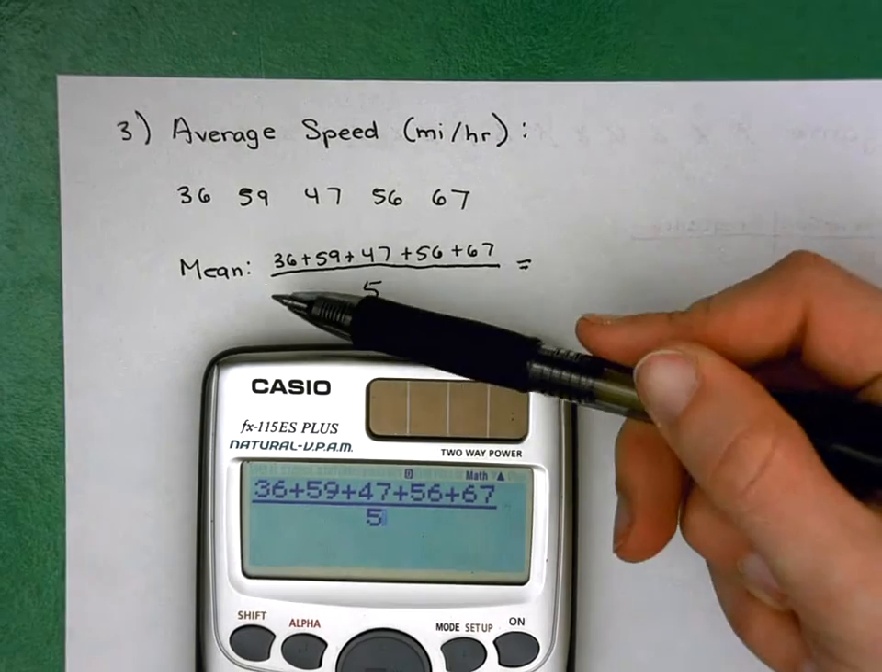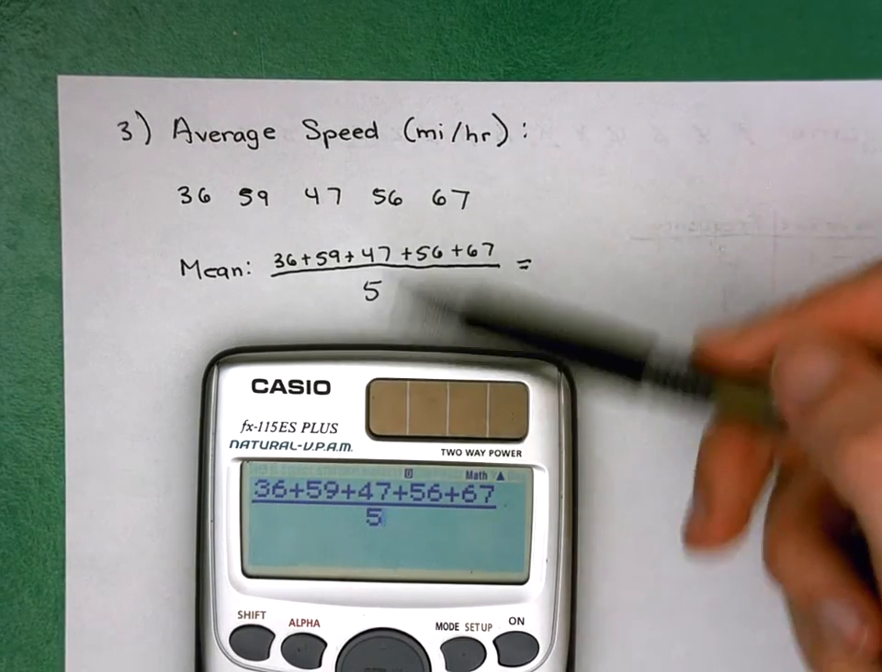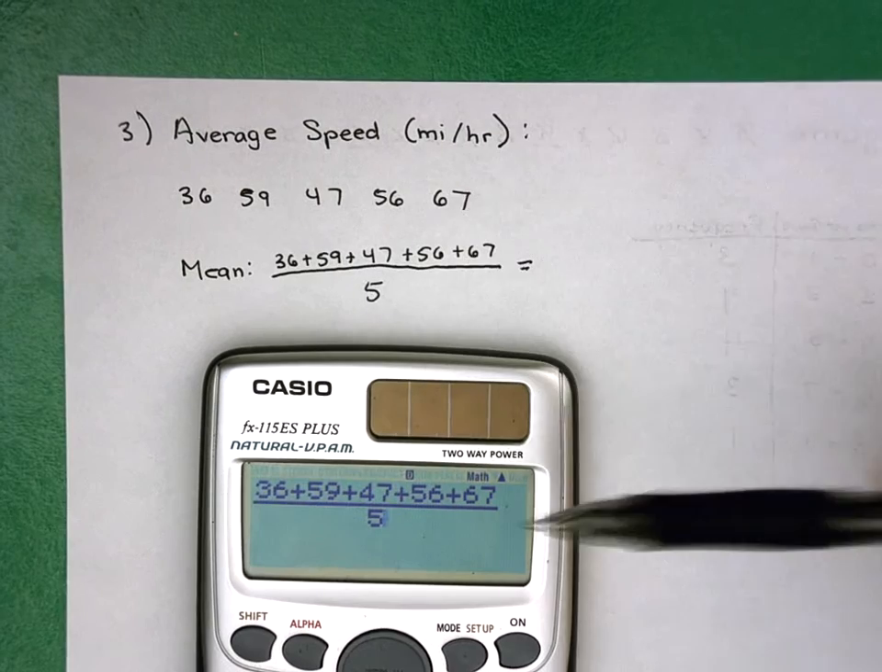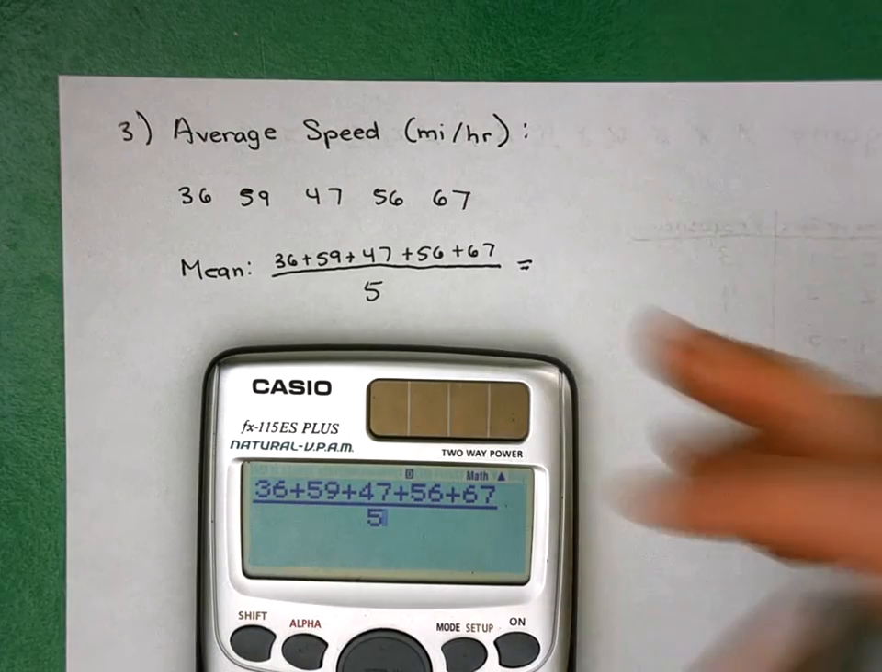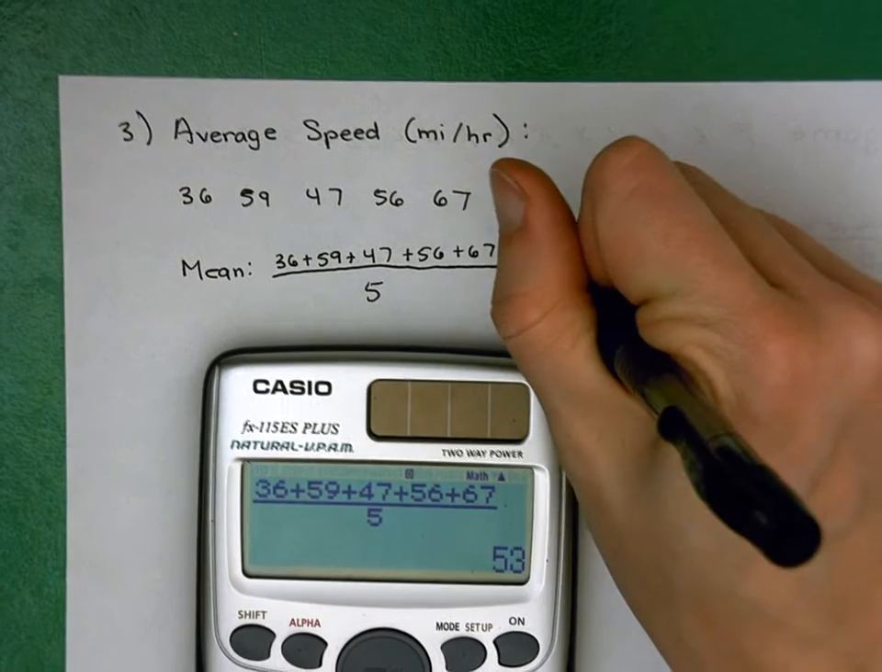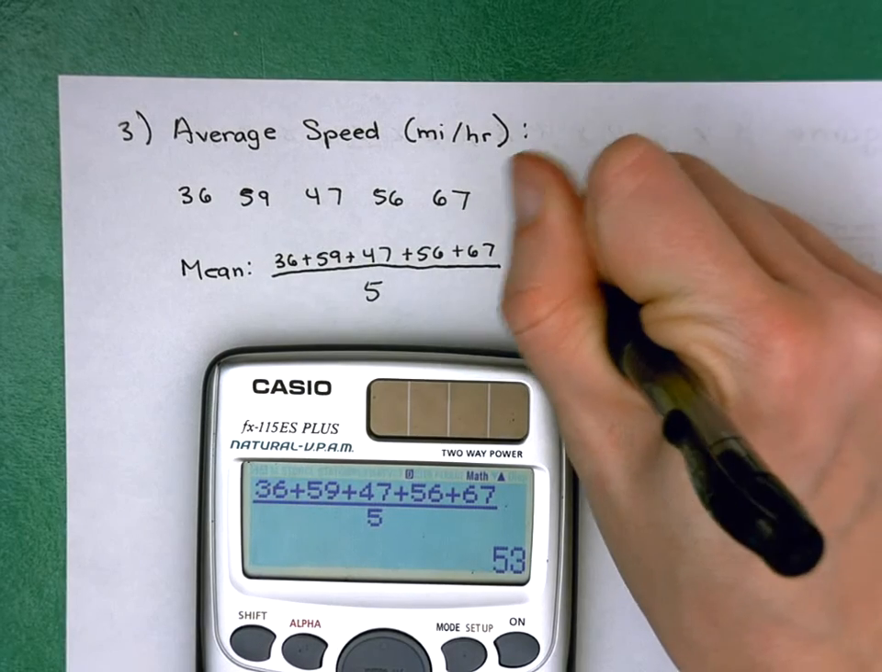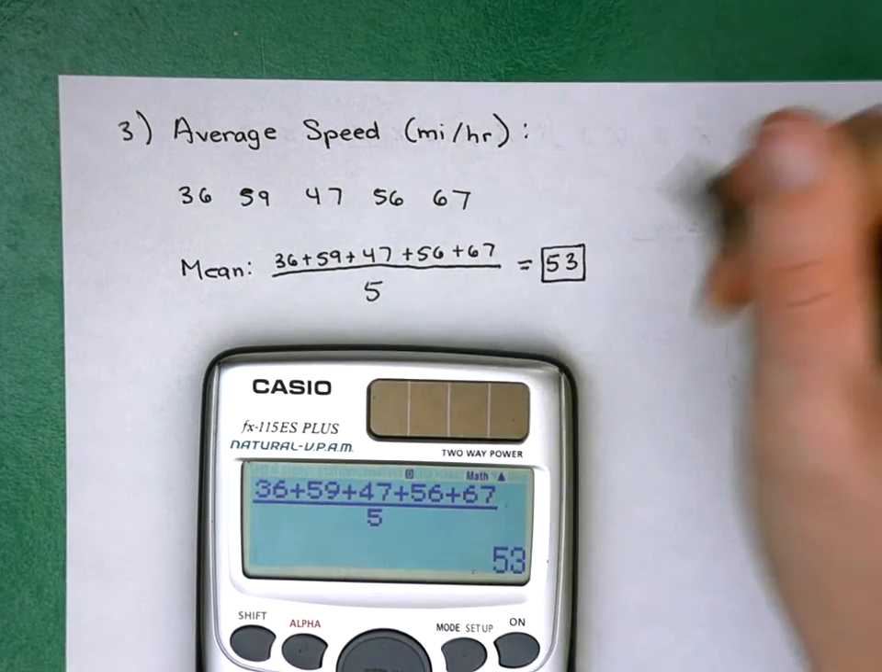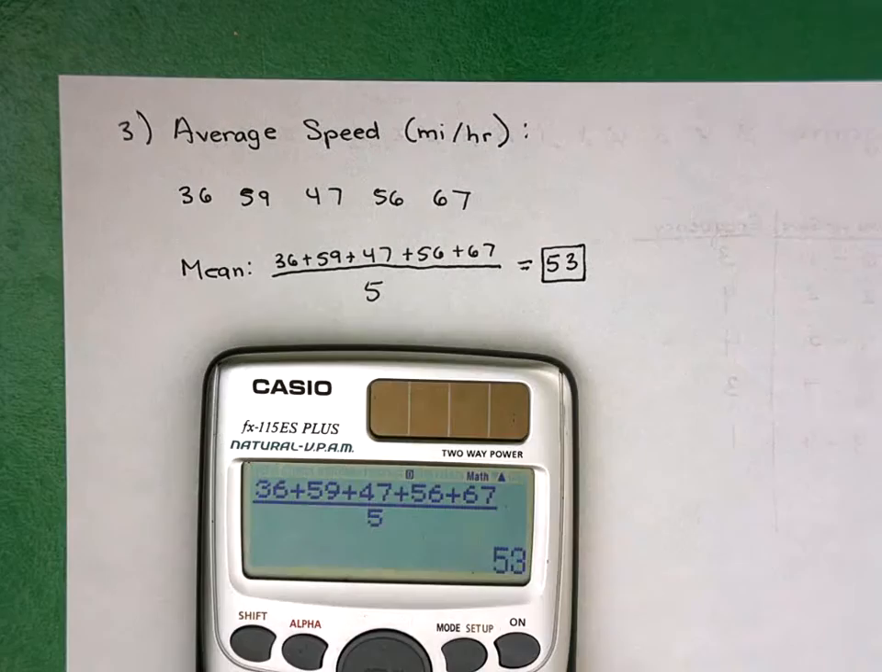And you always want to make sure when you're putting it into your calculator that you're very careful that everything matches up, right? So always take the moment to double check that. Okay? And when we calculate that, we get 53 as our mean.